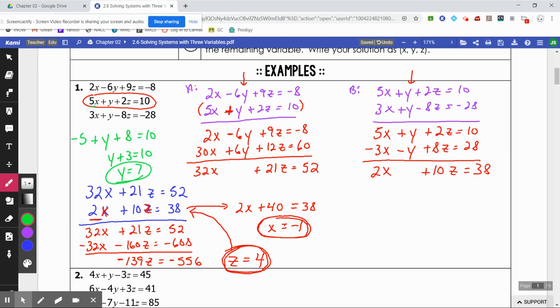Now, you're going to write your answers in an ordered triple form. Normally you have ordered pairs, but since we have 3 different values, x is -1, y is 7, z is 4. That is the point where those 3 planes cross. This is a 3-dimensional plane. If you were to graph it, these 3 planes will cross at the point -1, 7, 4.